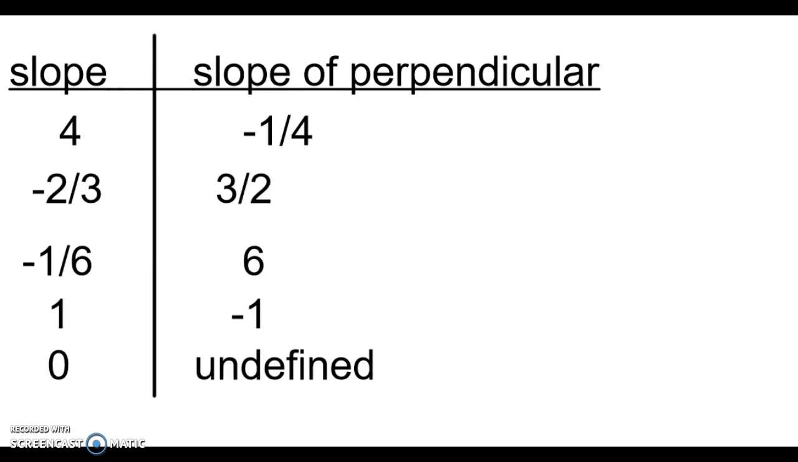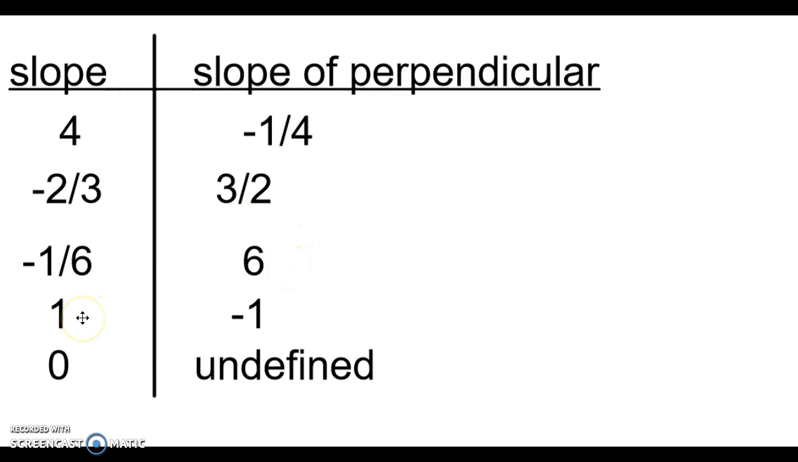Okay, we left off on the last video where we had some examples of where you're given a slope and you want to find the slope of the perpendicular line. All you have to do is flip the fraction and then use the opposite sign. So if your slope is 4, the new slope is negative 1/4. If your slope is negative 2/3, flip it, change the sign. The new slope of the perpendicular is 3/2. Negative 1/6 gives you a slope of 6.